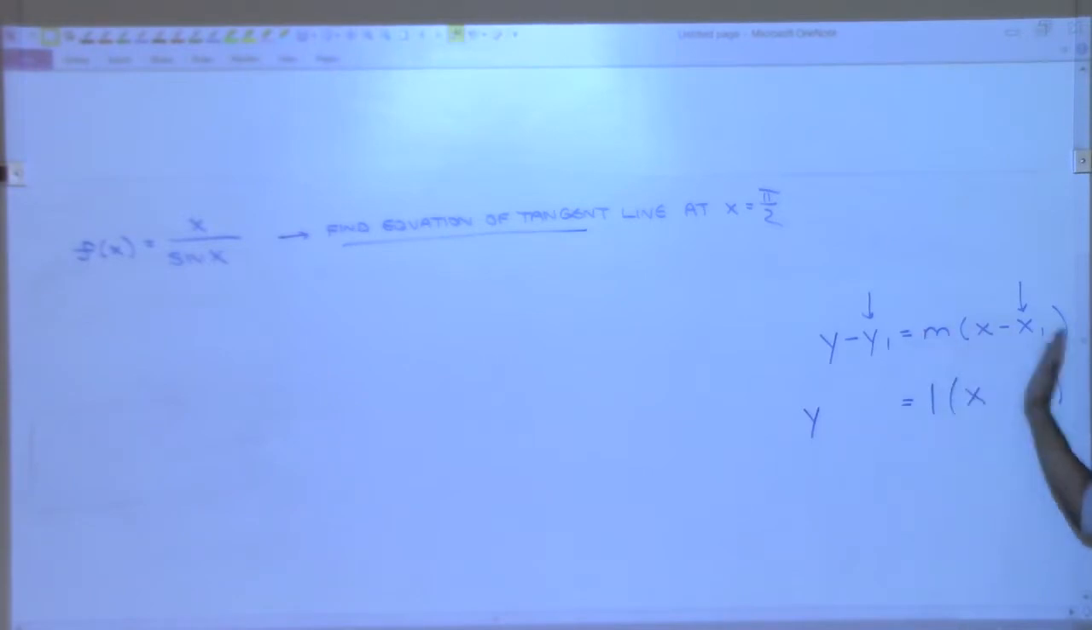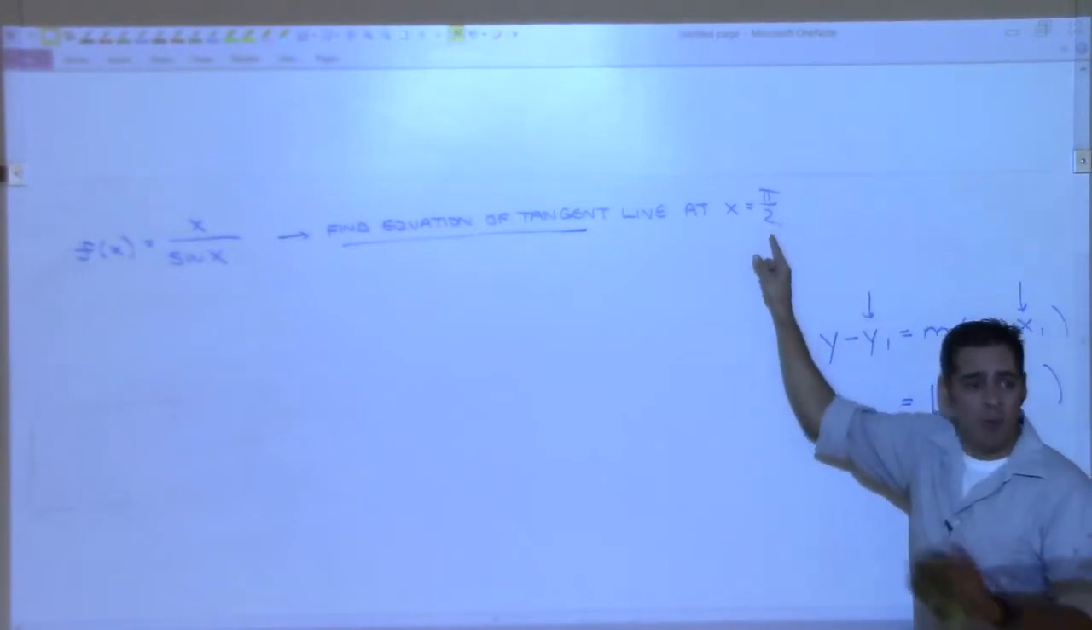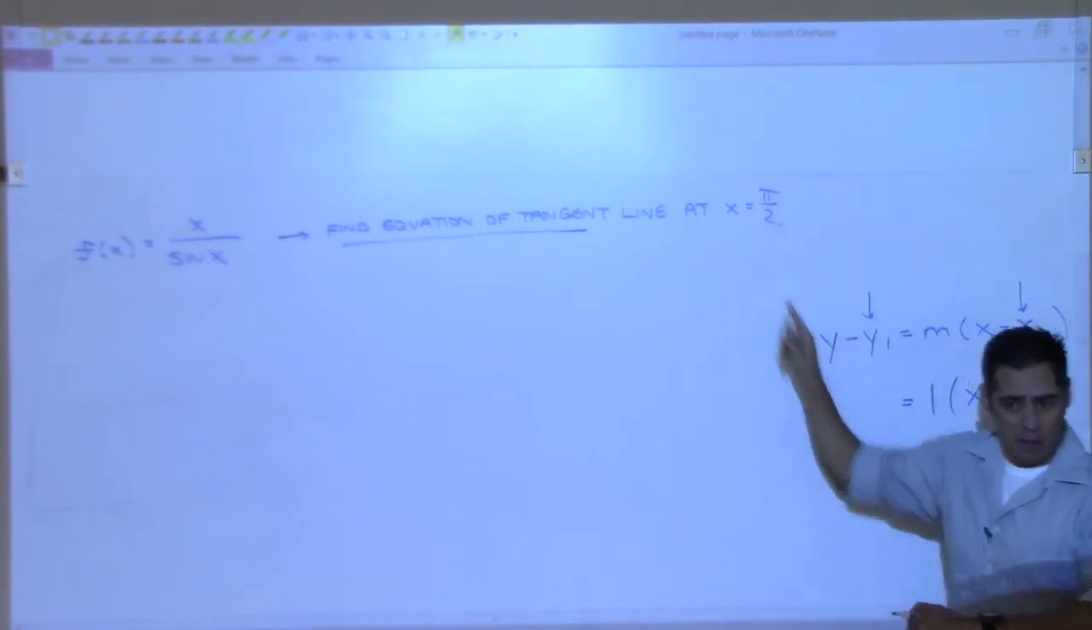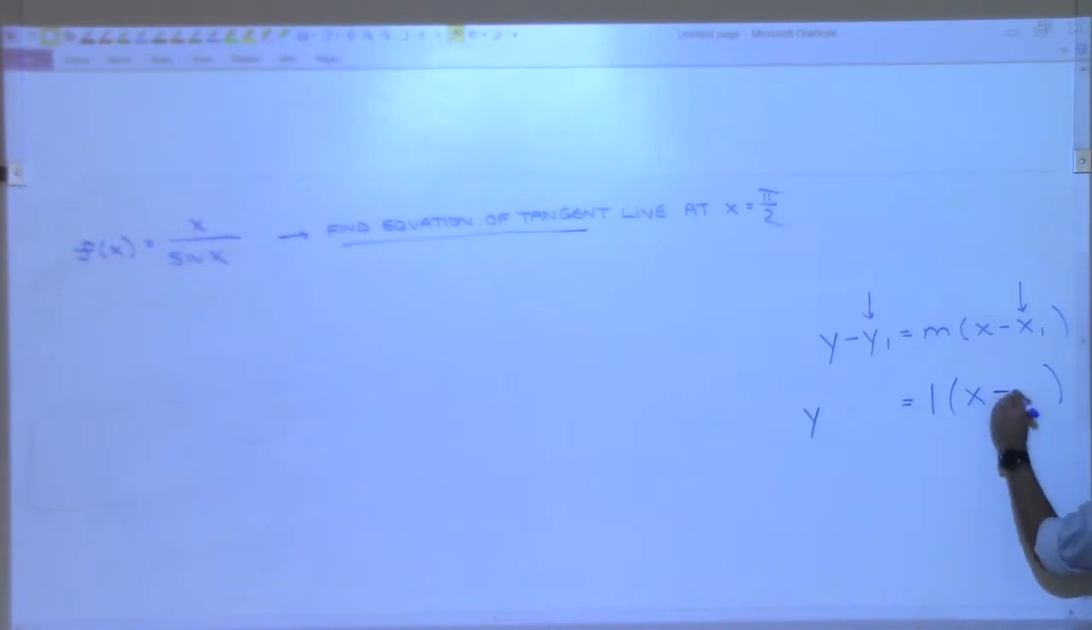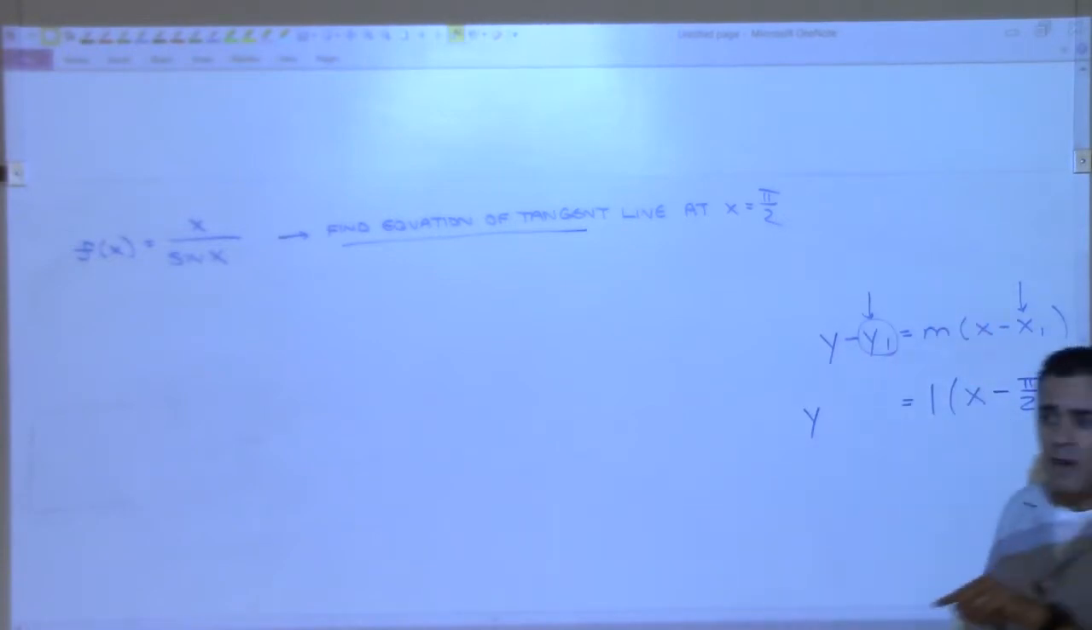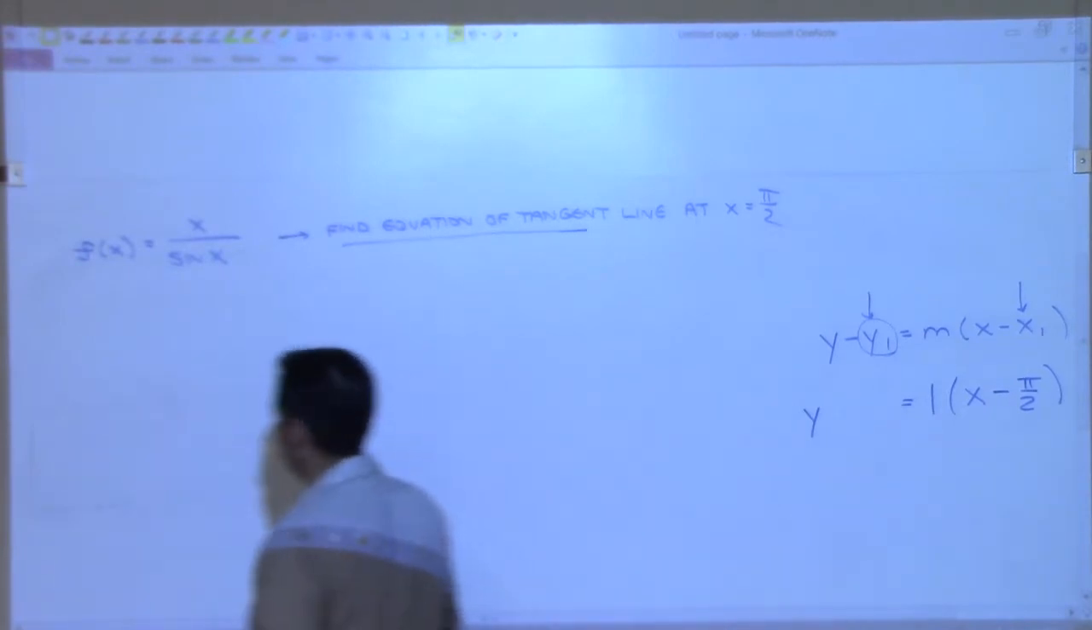Do we know any of these right now? Do we know x1 or y1? We know x1. x1 is what? Pi over 2. What we don't know is the y coordinate. Do you agree? You understand that? So I know this is x minus x naught. x naught was pi over 2, but y1 was not given to you. You have to go find it. How are you going to find y1?